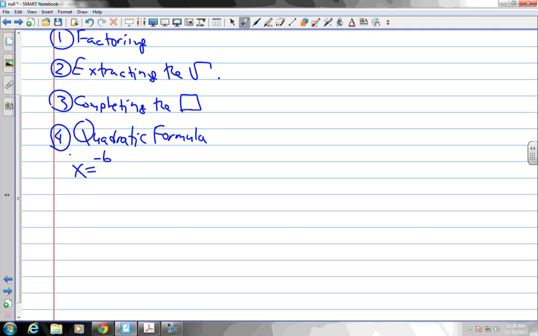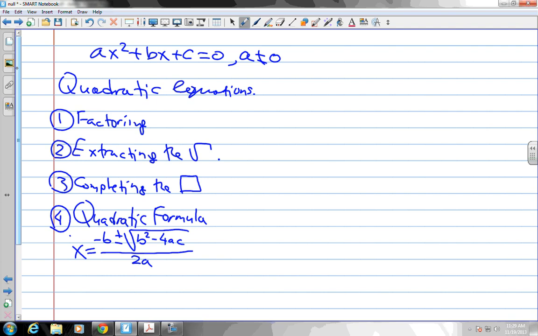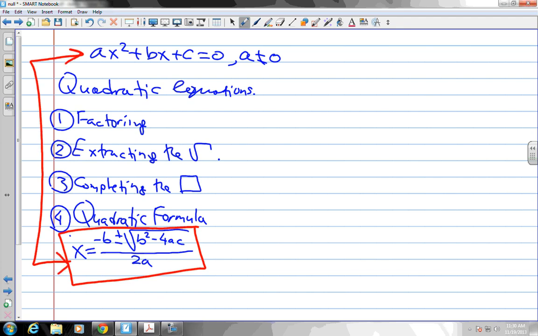Negative b plus or minus the square root of b squared minus 4ac, all over 2a. So that's in relationship to this equation. You identify the a, b, and c, the coefficients in the equation, and you plug them into that formula. You've seen that before, right? Yeah, you have.